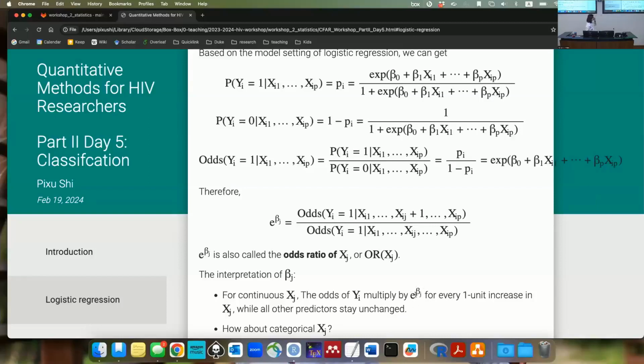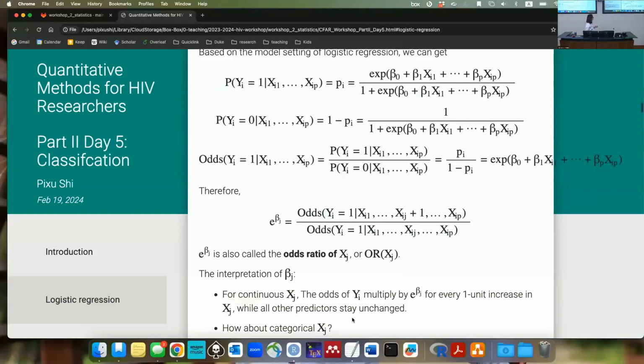So every coefficient is interpreted by the exponential of it. It's actually a fold change. That's why sometimes we also say that the beta is the log fold change. It's the fold change of the odds.